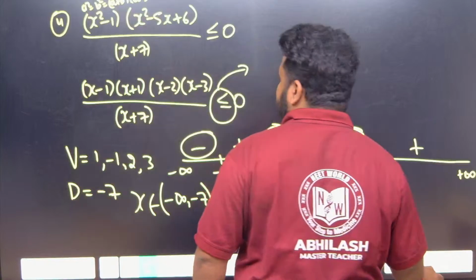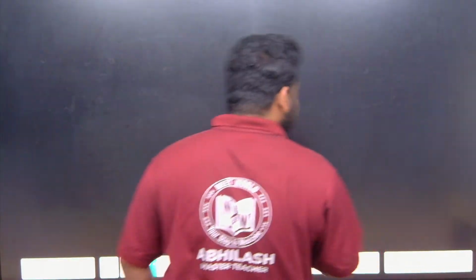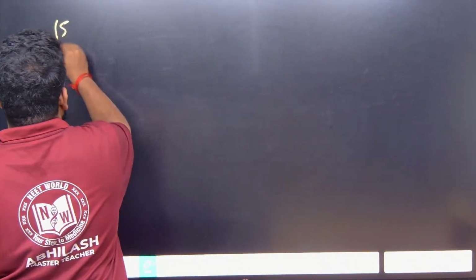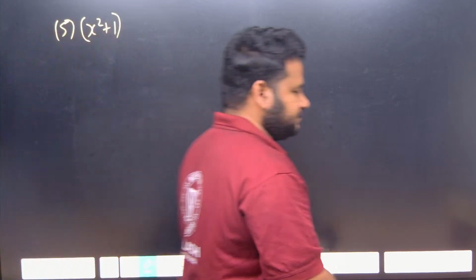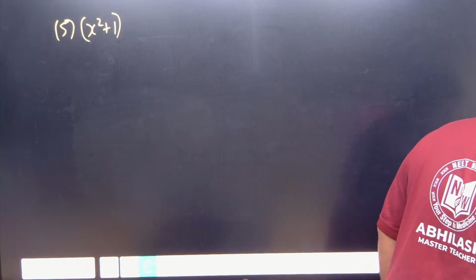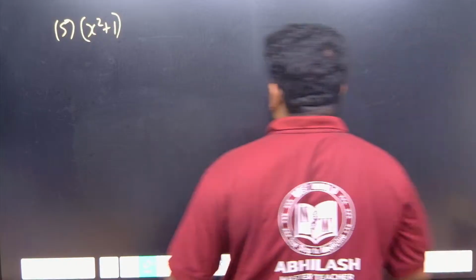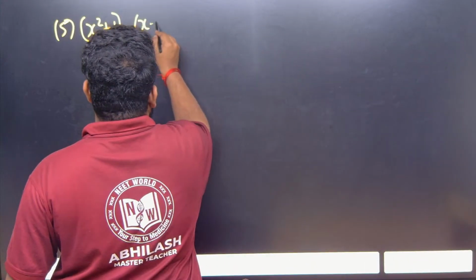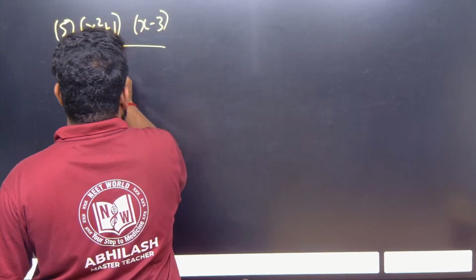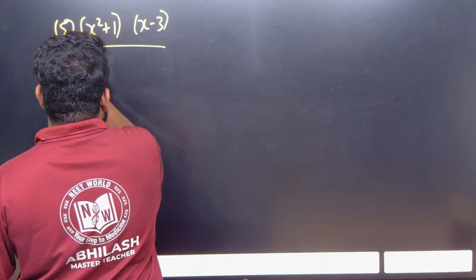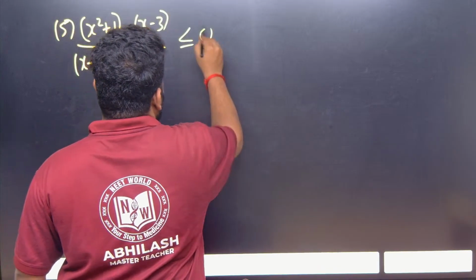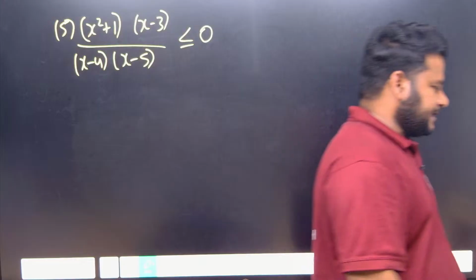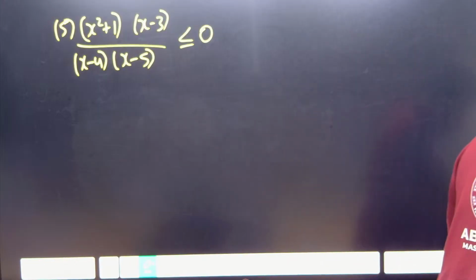This is question number 4. x square plus 1, into x minus 3, by x minus 4 into x minus 5, is less than or equal to 0.